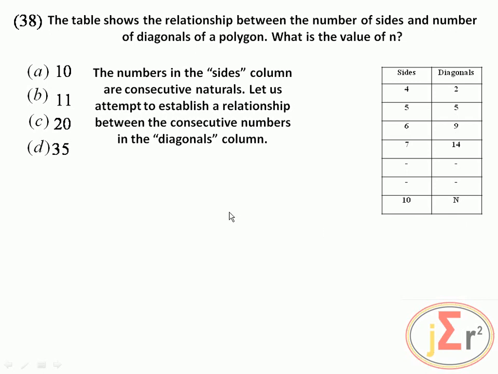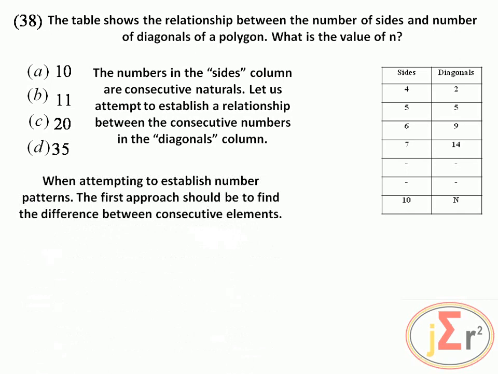The numbers in the sides column are consecutive naturals. There's no problem seeing that. Let us attempt to establish a relationship between the consecutive numbers in the diagonals column. If we do not know a relationship between consecutive numbers, then we will not be able to get the correct answer.